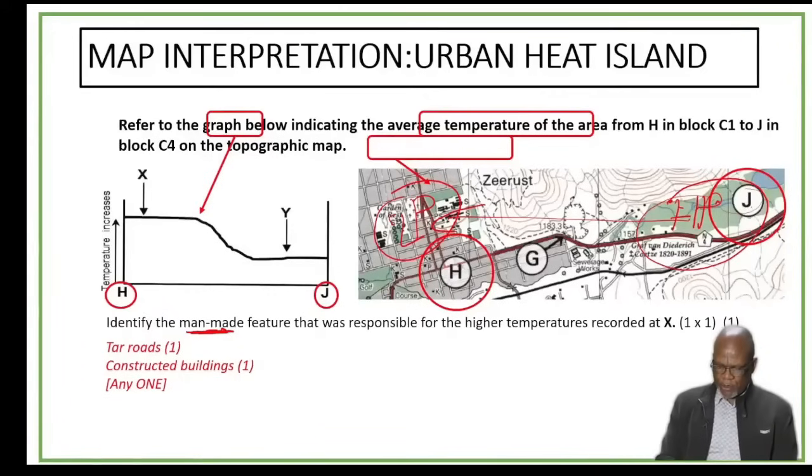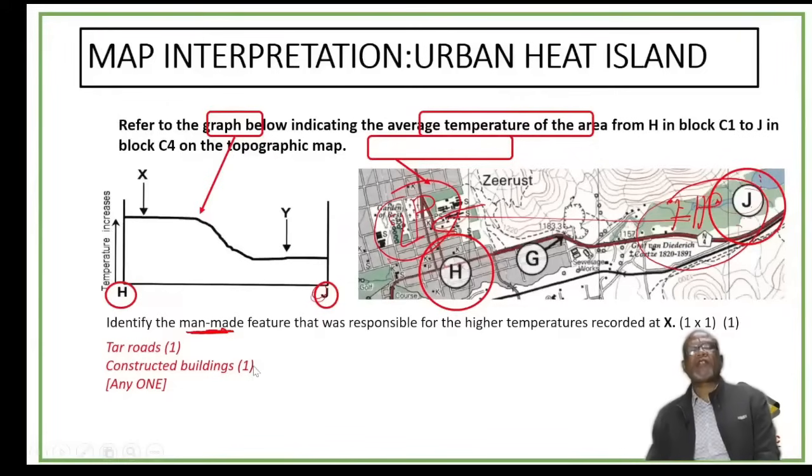Why are temperatures lower here at J? You can see the graph here showing temperatures lower because there's a river there, there's natural vegetation there. But when you go into H, H is in an urban area, so the graph is showing temperatures that have gone higher. Because of what? Because it's an urban area with artificial surfaces that absorb heat, with roads that absorb heat, with more human activities.